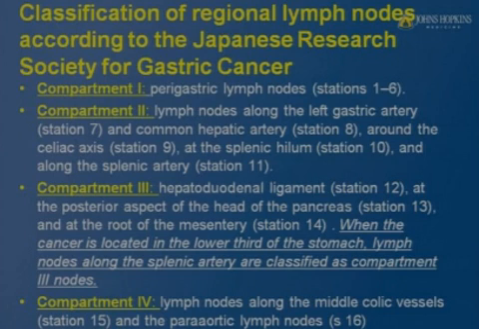Now, according to this Japanese Research Society's gastric cancer classification, as I mentioned, these lymph nodes go into certain compartments. One thing important to know about this compartment system is if the cancer is located in the lower third of the stomach, the lymph nodes along the splenic artery are no longer compartment 2 but compartment 3 lymph nodes, and compartment 4 lymph nodes are the distal ones.